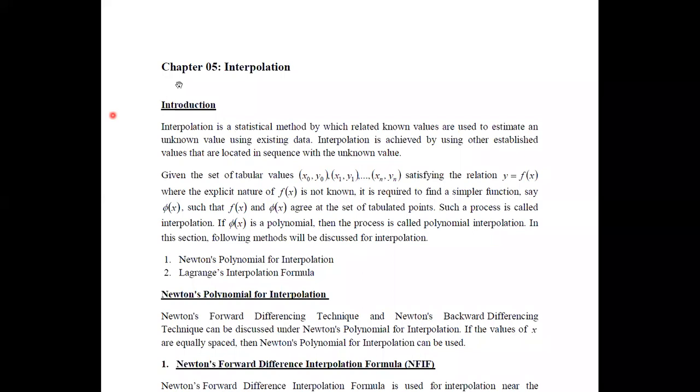In this session, we will discuss interpolation. As the introduction, we can say that interpolation can be identified as a statistical method in which related known values are used to estimate an unknown value using the existing data. Even though we are calling this a statistical method, the basic idea or the base of this technique actually comes under mathematics.